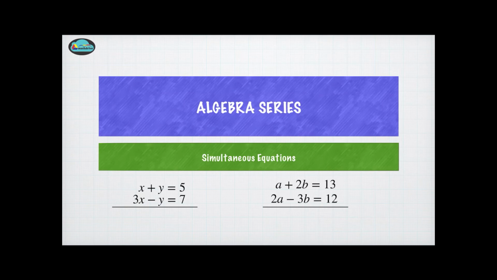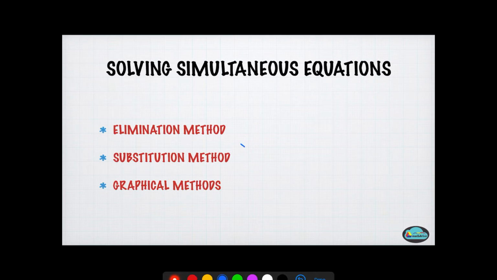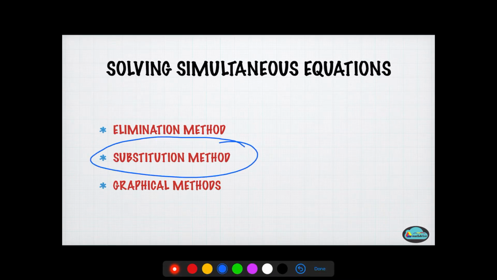Hi, dear students, we have been working on simultaneous equations, and in our previous class we mentioned the elimination method, and it is time for us to discuss the substitution method.